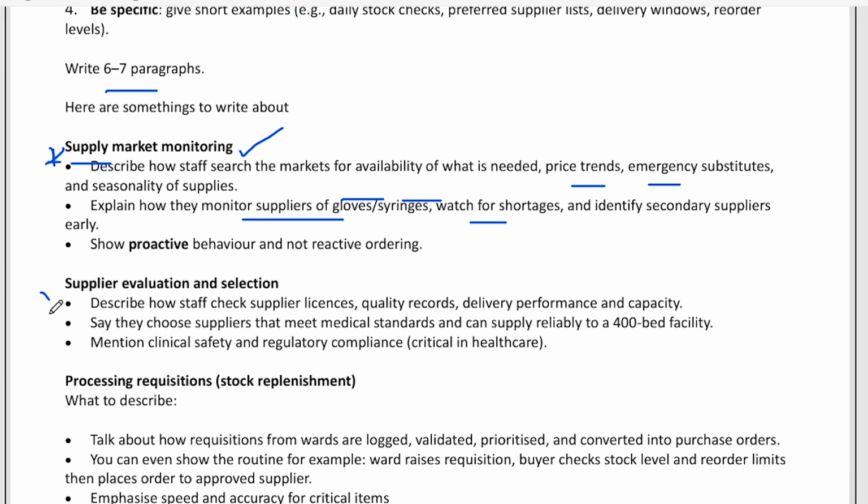Another one could be supplier evaluation and selection. That's another operational activity they'll undertake. And you describe how staff checks supplier licenses, quality records, delivery performance. Okay, remember the hospital, 400 beds, right? So you want to choose a supplier that can meet those standards.